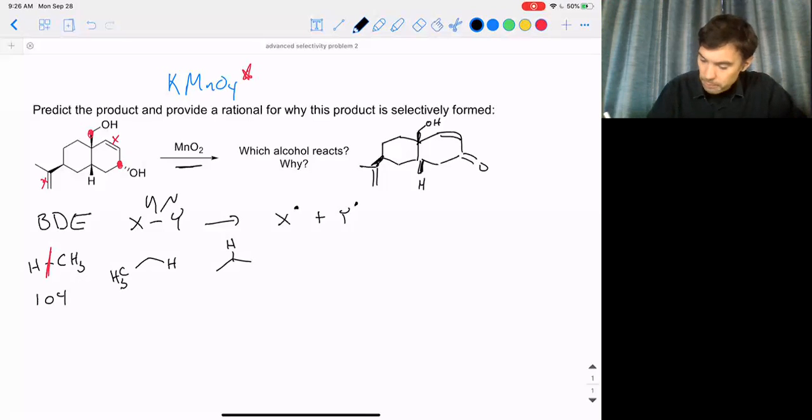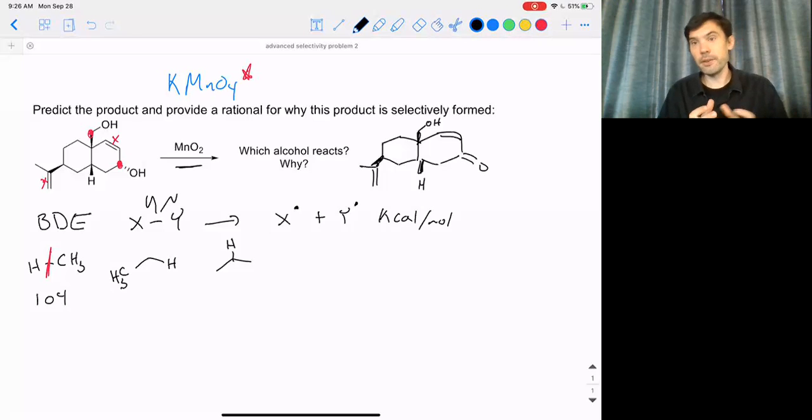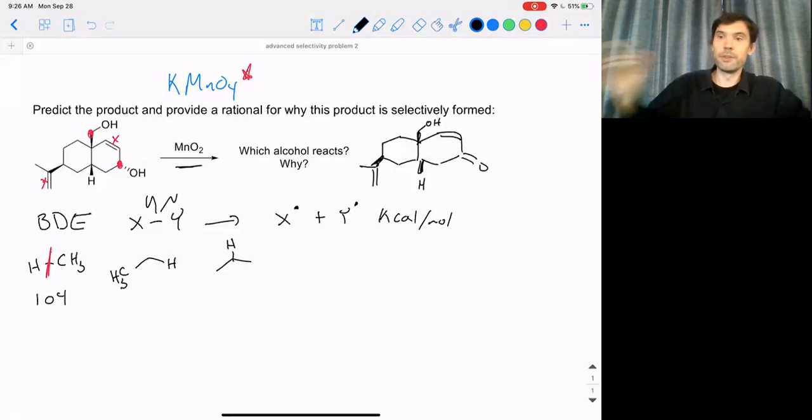The units on a bond dissociation energy are typically kcals per mole, and I apologize to those of you that prefer kilojoules. Remember, 4.18 is the conversion from kcals to kilojoules, so you can always just multiply if you prefer kilojoules. For whatever reason, organic chemists have stuck with kcals, and because we've stuck with it, all students learn it in kcals. And so the system continues. Okay, so 104 is for methane, and that's a really good benchmark.